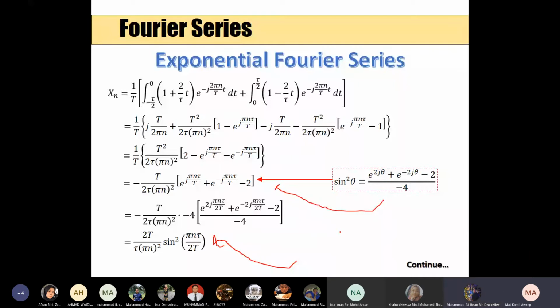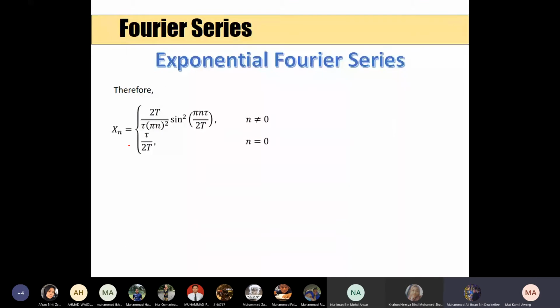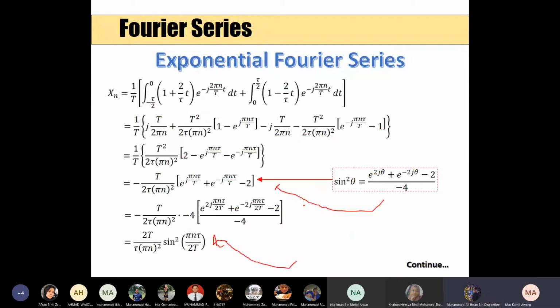So that is the answer for Xn. And how many terms you want depends on changing this. If it's one term, if it's two terms, then basically N equal 1 and N equal 2. So therefore, for N not equal to 0, this is the term. For N equal to 0, it is tau over 2T. So this is the final answer for the Fourier series for the triangle wave.